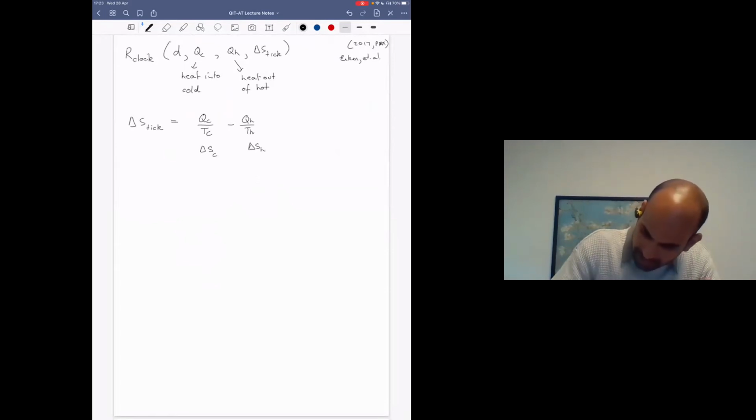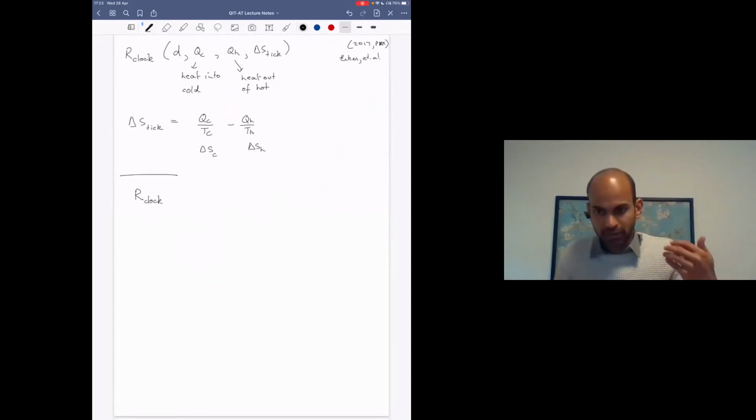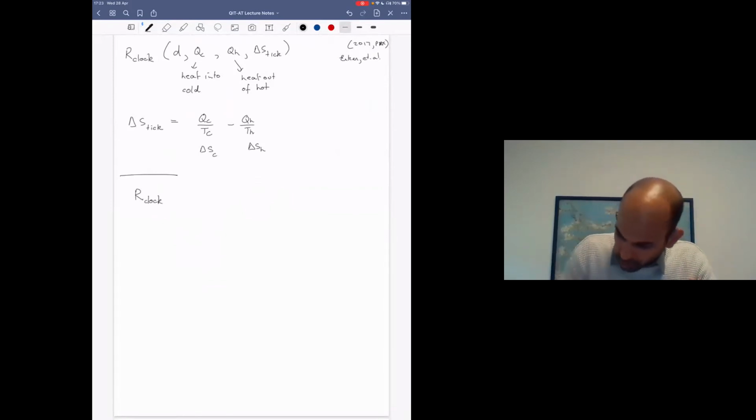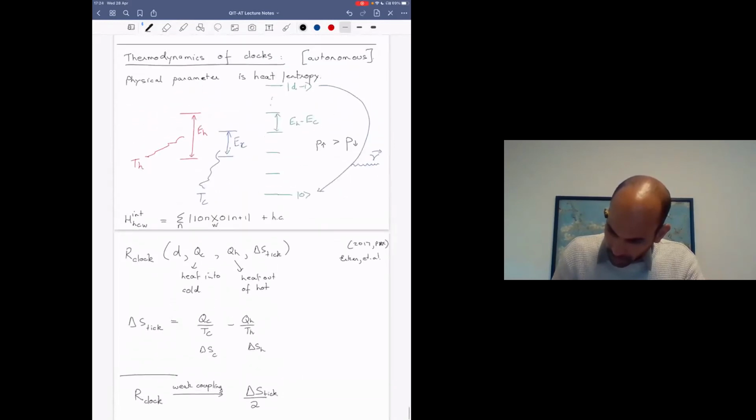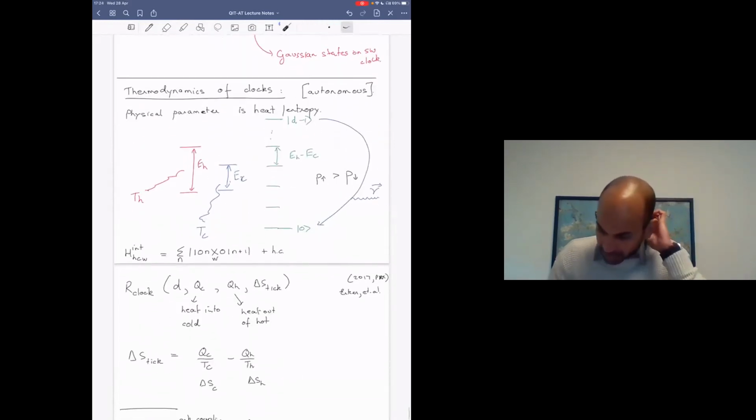We proved in that paper that R of the clock, and this is a proof that you will actually do as a tutorial question, in a particular limit of weak coupling, is actually proportional to delta S. In fact, it's proportional to delta S over 2. And the manner of doing this, and I will explain the manner intuitively at the moment, is the following.